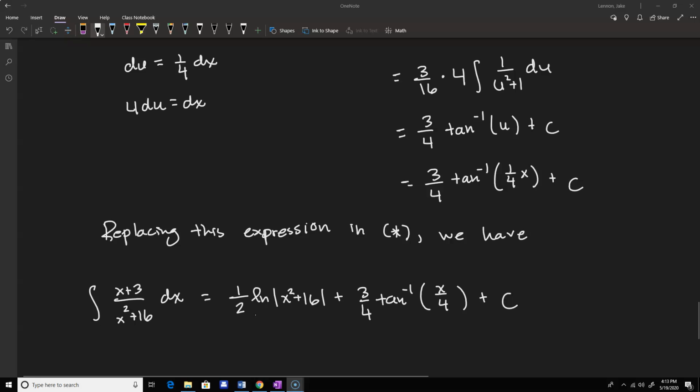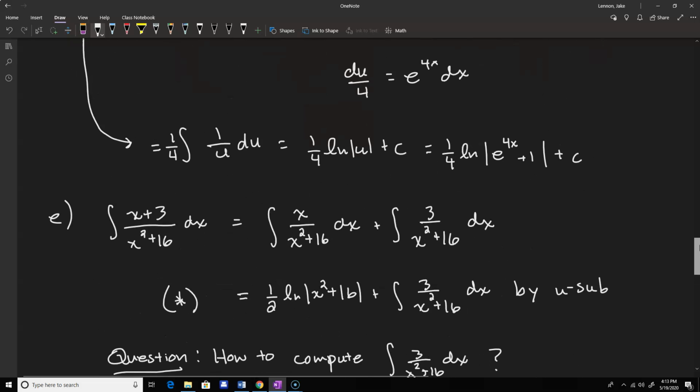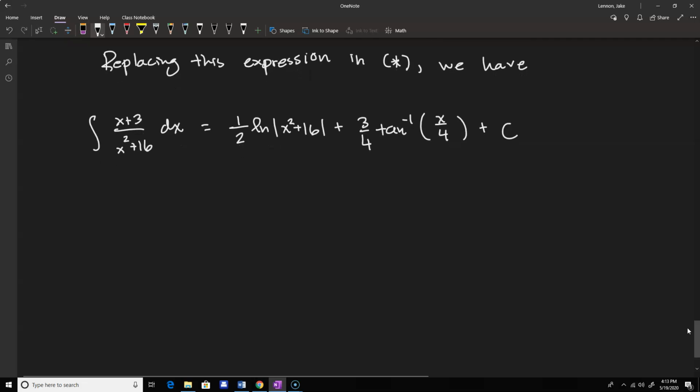So let's try and do a couple more, maybe 2 more examples. So this was a long one, E. Yeah, so now we're on part F. So let's integrate, let's say, 1 over x squared minus 2x plus 37 dx. So the trick here for this example is completing the square.